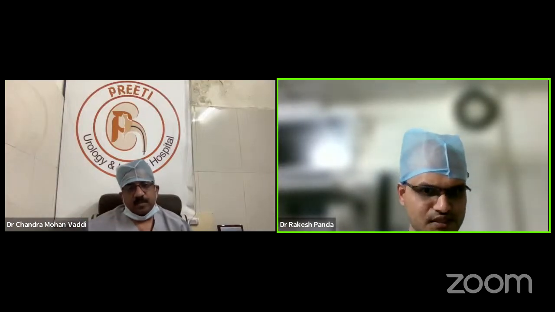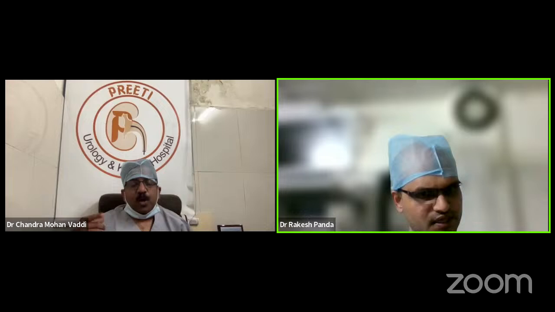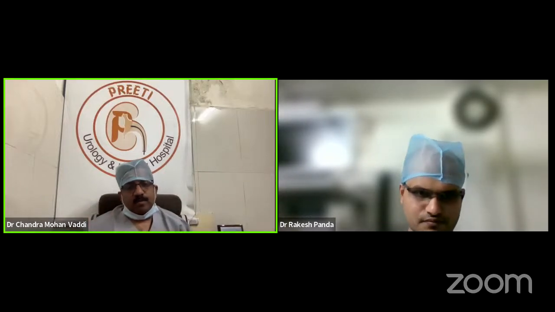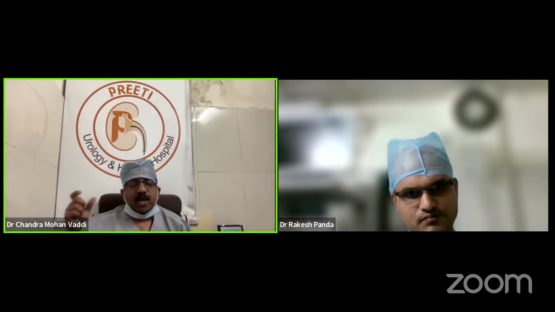Prone PCNL. Now, what about a large stone in the middle, large stone in the pelvis, large stone in the upper? I'll prefer prone PCNL, sir. I can come directly from the superior calyx. Multiple large stones, you will prefer prone. Large stone with multiple small stones, you will prefer supine PCNL. What about staghorn calculus?